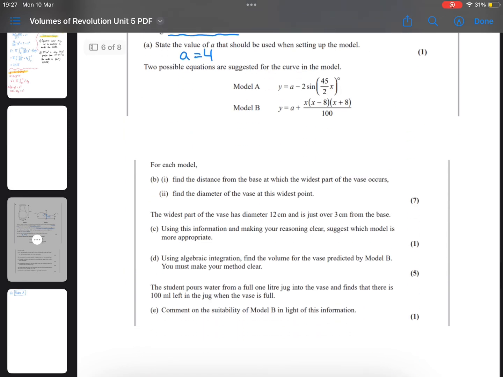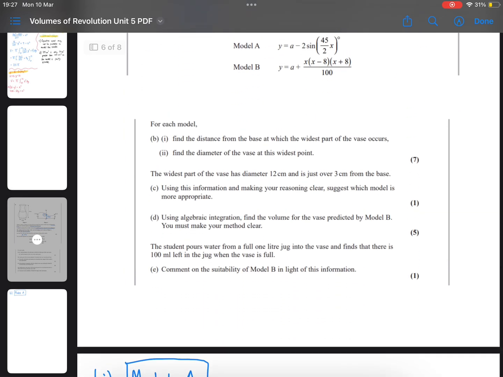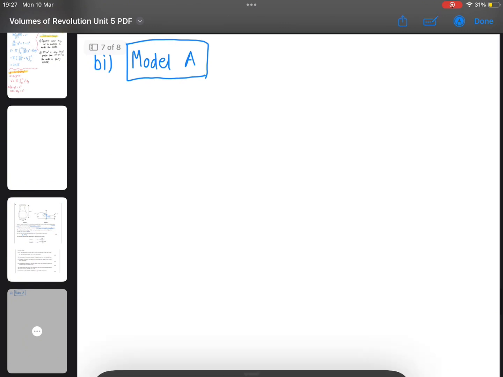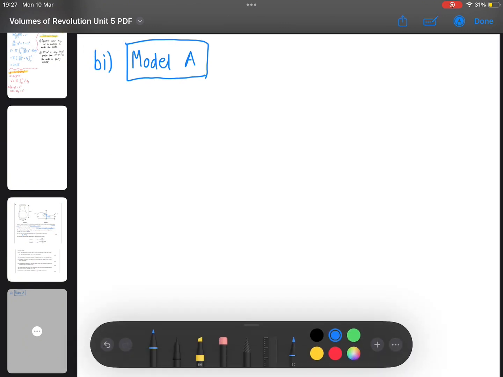But chances are, if you're doing further maths, by this point you might know that the derivative of sine x is cos x, and the derivative of cos x is minus sine x. So I'm just going to quickly prove that, if you're interested, to show why their answer is the case. So we have y equals, and then a is 4, minus 2 sine 45x over 2.